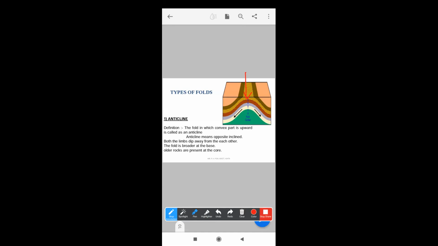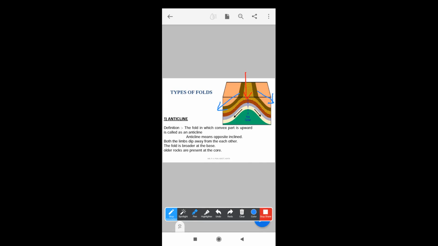Now, anticline means opposite inclined. The meaning of anticline is opposite incline. Why is it considered as an opposite incline? When you look here, the inclination, that is the dip direction of the sides, is in the opposite direction. The dip direction of this side is towards this side, and the dip direction of the other side is towards the opposite side. So from the center line, the dips go away from each other.